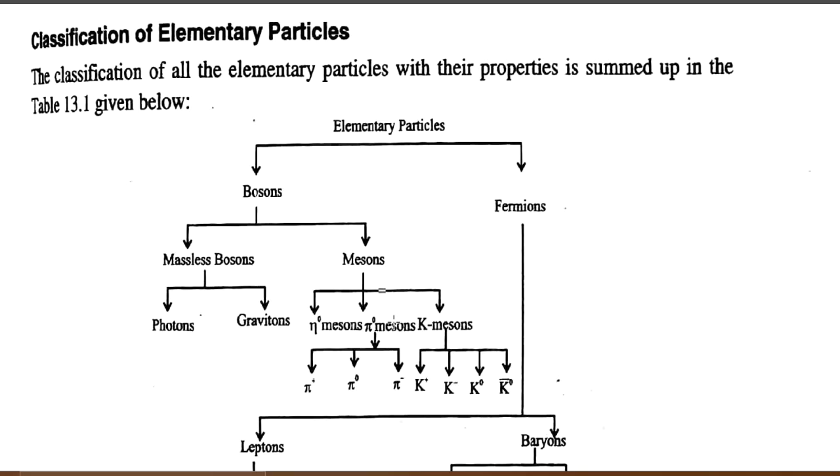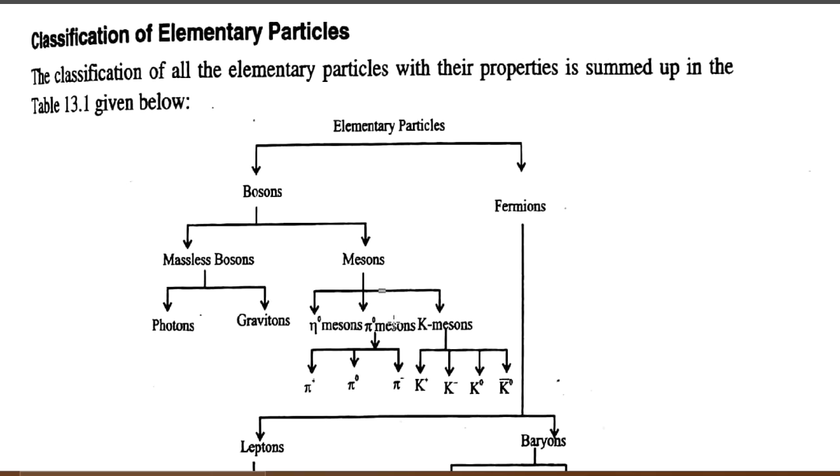Now let us summarize the classification of elementary particles from the above diagram. Elementary particles are broadly classified into bosons and fermions. Bosons are again bifurcated into two categories: massless bosons and mesons. Under massless bosons, you have photons and gravitons. You know about photons and also gravitons, which we have discussed in the earlier classes.